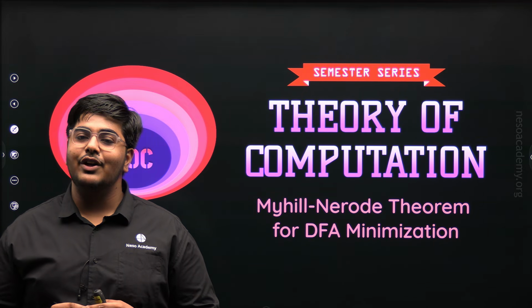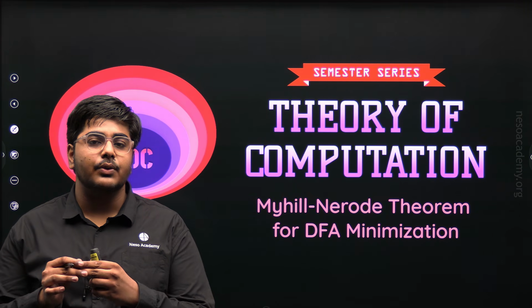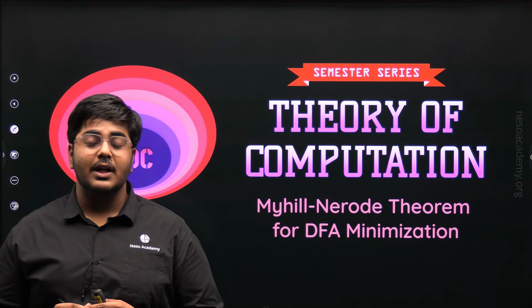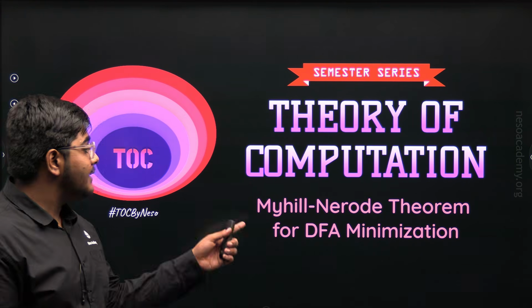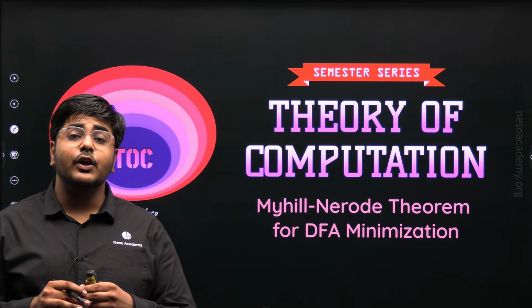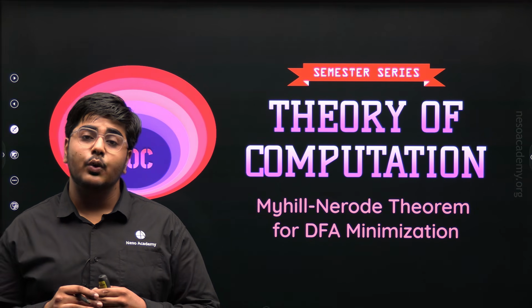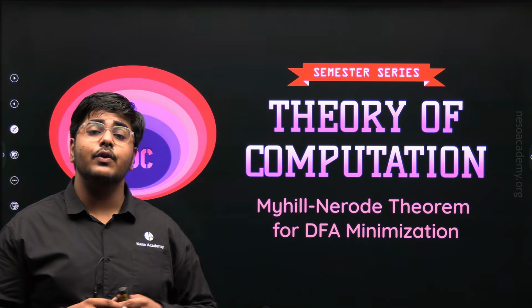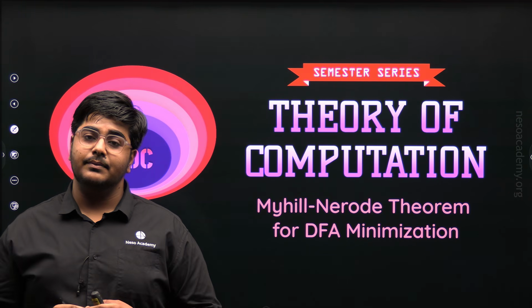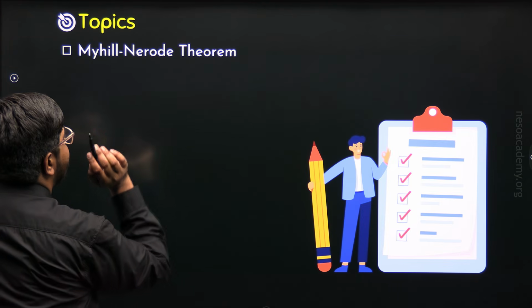We are learning theory of computation, and in the previous lecture, we have understood the partitioning algorithm for DFA minimization. And now in this lecture, that is Myhill-Nerode Theorem for DFA minimization, we are going to learn about the second method of DFA minimization, which is Myhill-Nerode Theorem. It is also called the table filling method. So the topic for today's lecture is Myhill-Nerode Theorem.